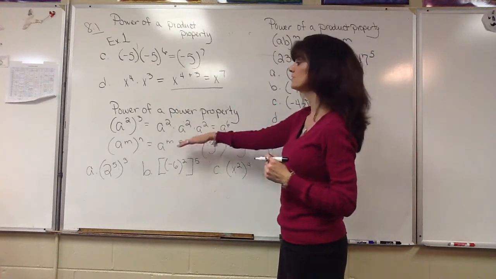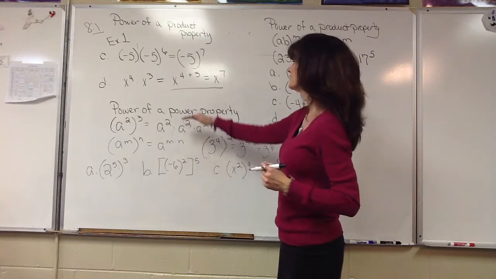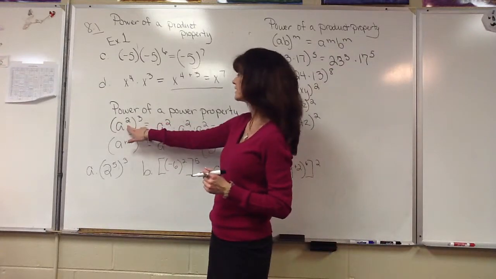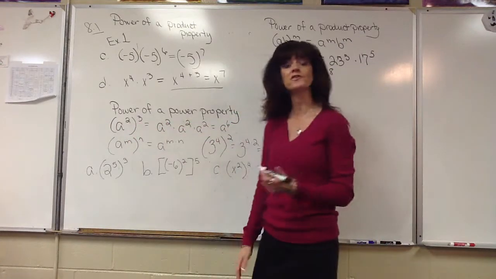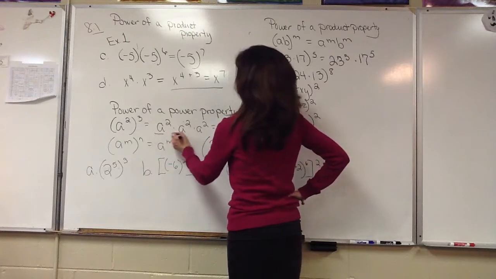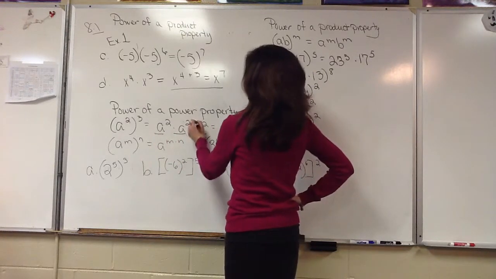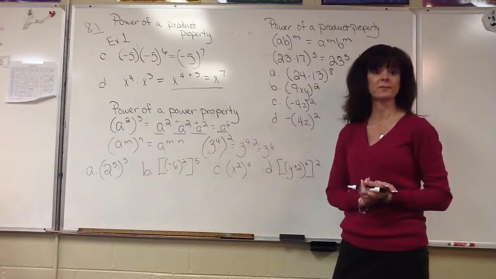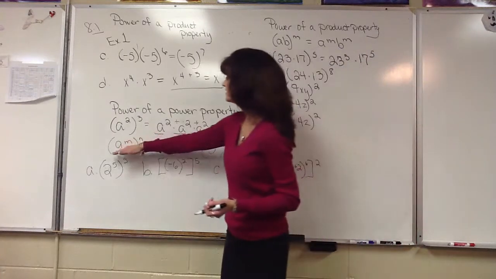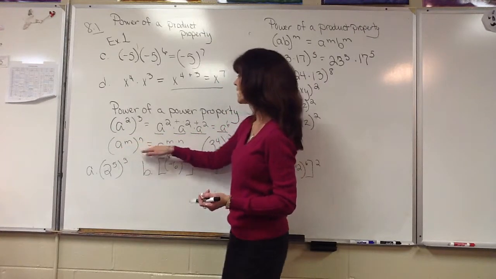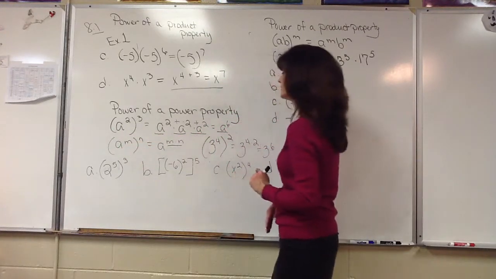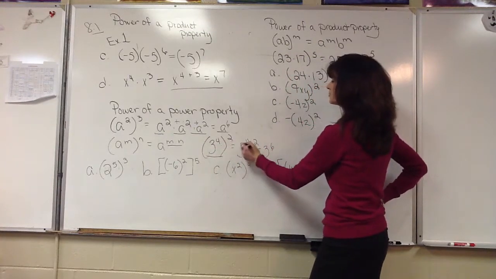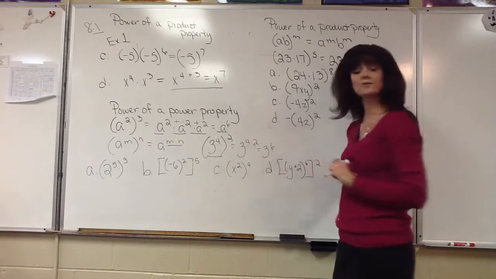Now, I want us to look at the next property that we have, and this is the power of a power property. If you'll notice here, we have a to the 2nd power raised to the 3rd power. This is the same thing as saying a to the 2nd times a to the 2nd times a to the 2nd. We know we would add those exponents because they're like bases to get a to the 6th power. So, we have the example a to the m power raised to the n power. You multiply m times n. Okay, so if we have 3 to the 4th power raised to the 2nd power, that's going to be 4 times 2, or 3 to the 8th power.